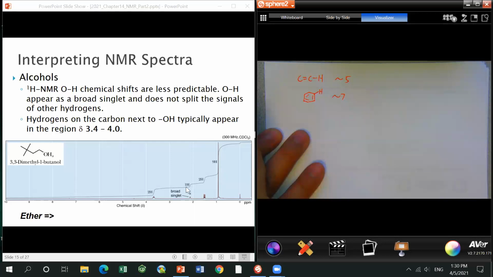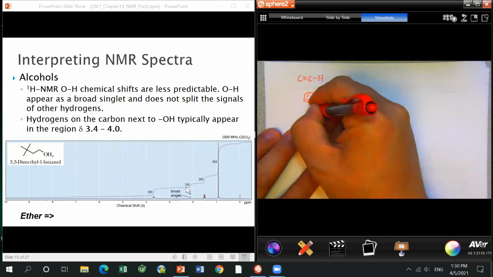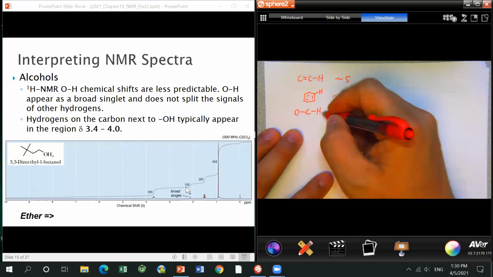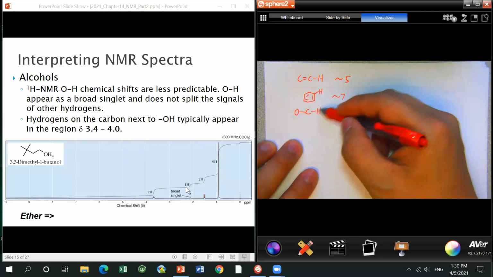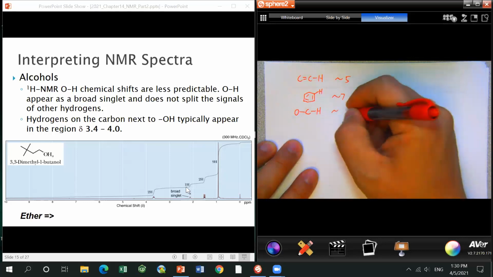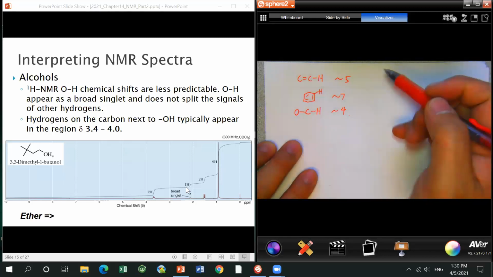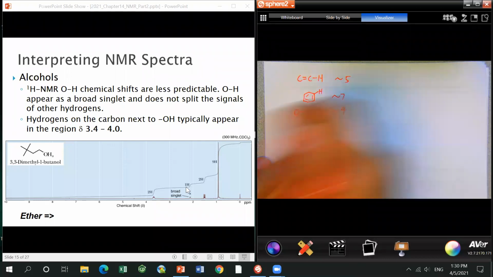One thing I want you guys to keep in mind: for the CH, the hydrogen on the carbon attached to oxygen, the carbon adjacent to the OH, this hydrogen is pretty high, 3.4 to 4.0. You can just write down about 4. Normally there's no other heteroatom, so it's pretty low, but oxygen has a strong electron withdrawing effect, deshielding, around 4. So keep that in mind.